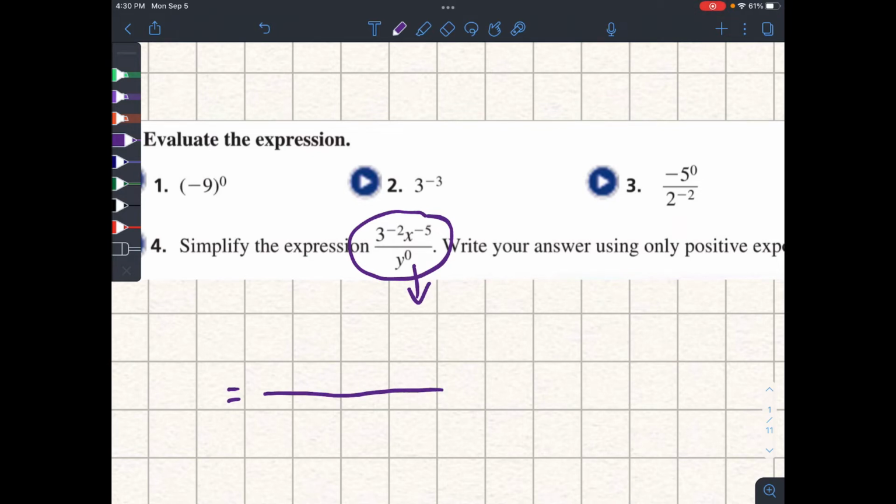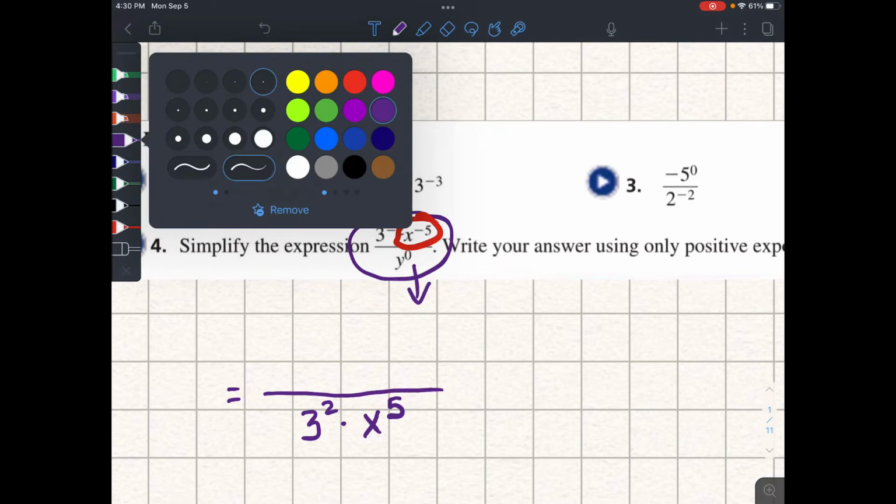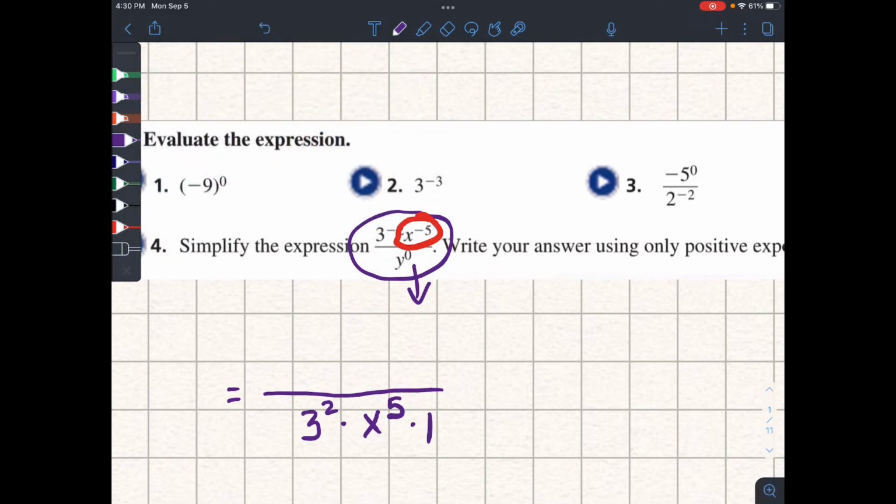Again, 3 to the -2. That's right, that negative exponent is going to make a reciprocal. It's going to flip it. So instead of being upstairs, it goes downstairs. So I'm going to put a 3 squared there. All right, now we've got an x to the -5. So that will go downstairs as well. So times x, again, drop the negative sign. And then that y to the 0, which is downstairs, just turns into a 1.